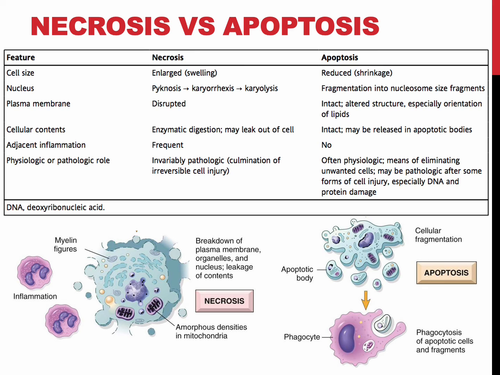This here is a nice summary table. You can use this table for your exam. It really clearly outlines what happens with necrosis versus apoptosis. So the difference between the two is important to know, and I might use some of this for exam questions.